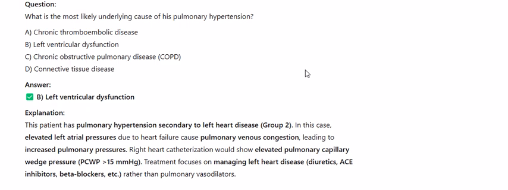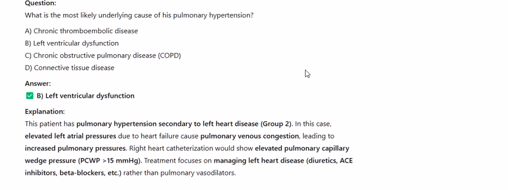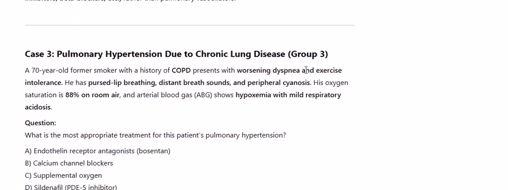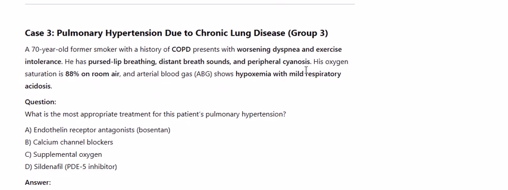Case 3, pulmonary hypertension due to chronic lung disease, Group 3. A 70-year-old former smoker with a history of COPD presents with worsening dyspnea and exercise intolerance. He has pursed lip breathing, distant breath sounds, and peripheral cyanosis. His oxygen saturation is 88% on room air, and arterial blood gas, ABG, shows hypoxemia with mild respiratory acidosis.